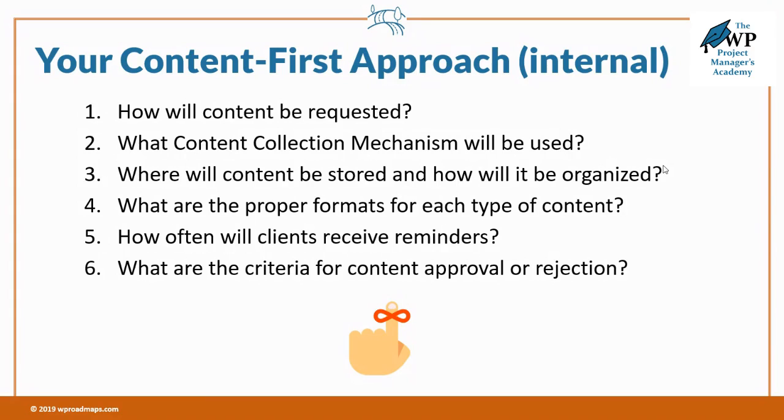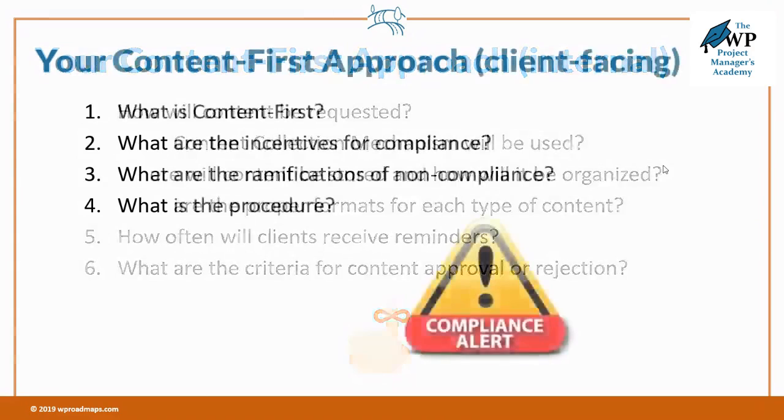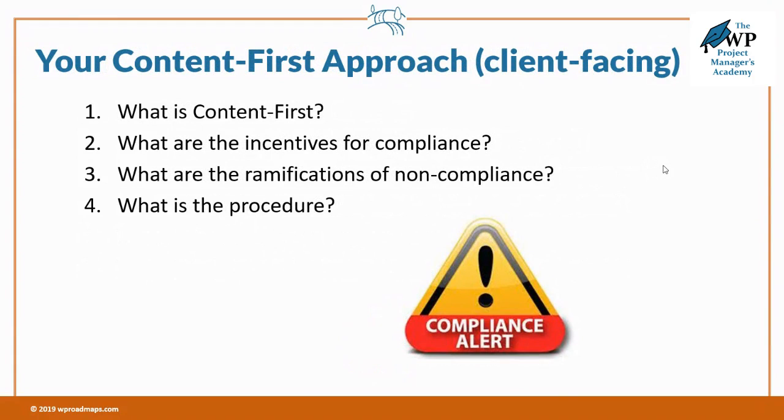It's too big. What all those criteria are for approval or rejection of the content. For the internal document, you need to answer these questions. What is content first? What does that even mean? What are the incentives for compliance? And what are the ramifications for non-compliance? And what is the actual procedure for requesting and submitting content? That's a description of what your content first approach for your internal stuff and your client should look like.